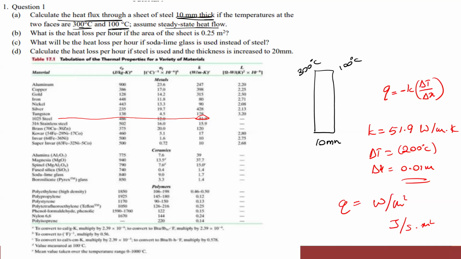Nine, yes. What's the meters per Kelvin? What's the meters per Kelvins? Right. So what do you get for Q?